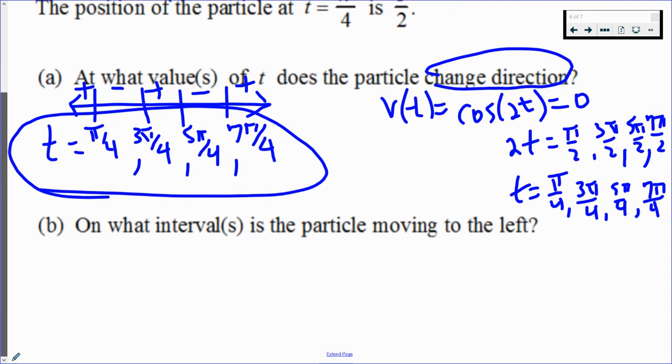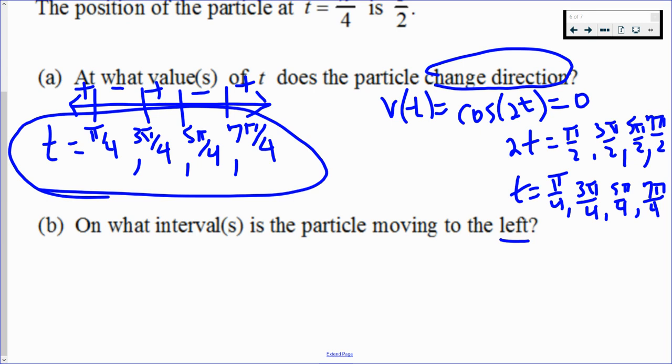Part B, on what intervals is the particle moving to the left? Okay, for this one, the particle is going to be moving to the left when velocity is negative. So we would want to take a look at our number line we already created up here in part A.